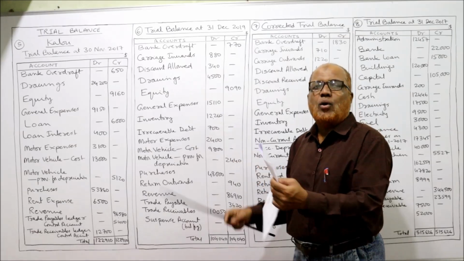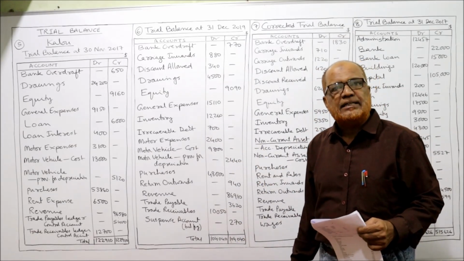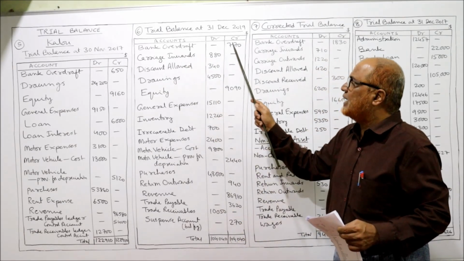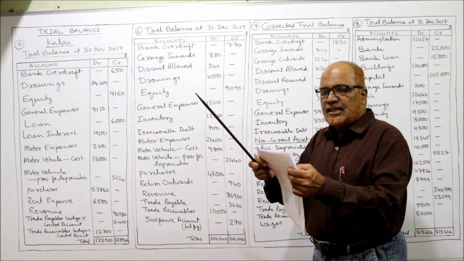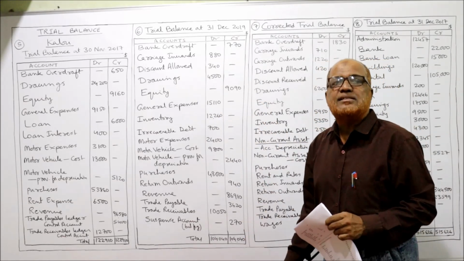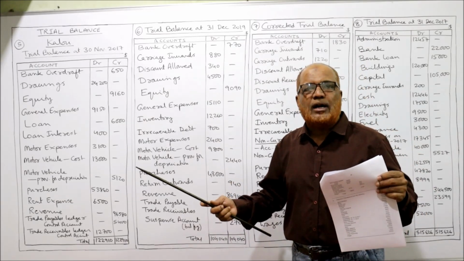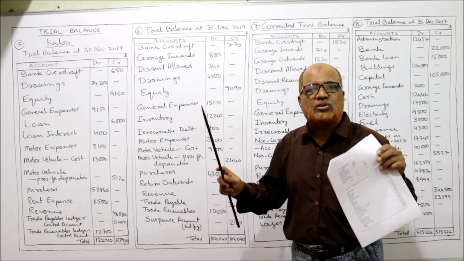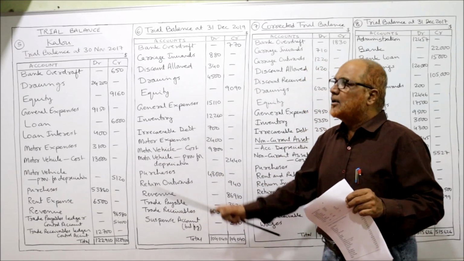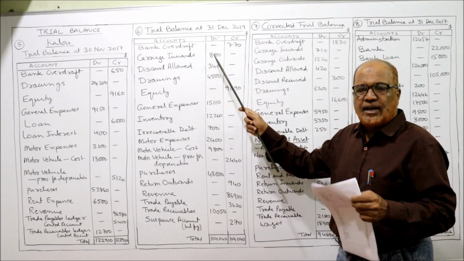First item, bank overdraft. It's a liability, credit side. So bank overdraft, liability, credit side, 770. Then carriage inward, it's an expense. Carriage inward or carriage outward, both are expenses. Both will show debit balance. So carriage inward, debit, 880.